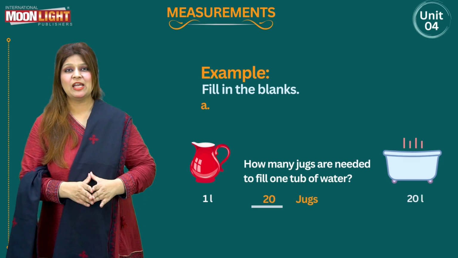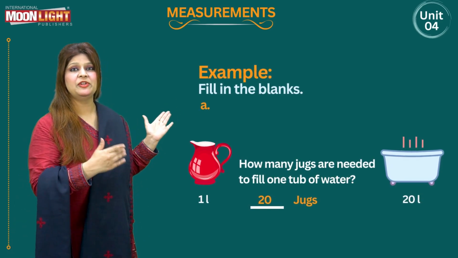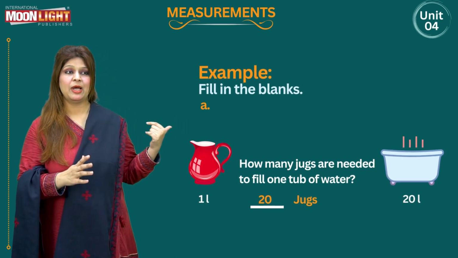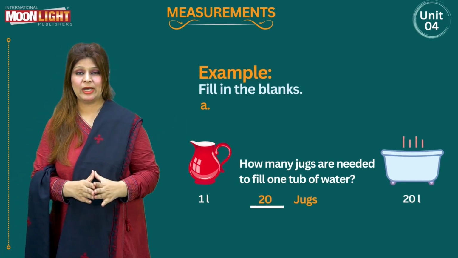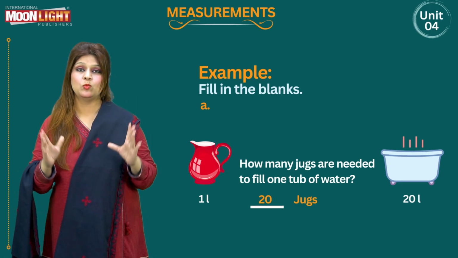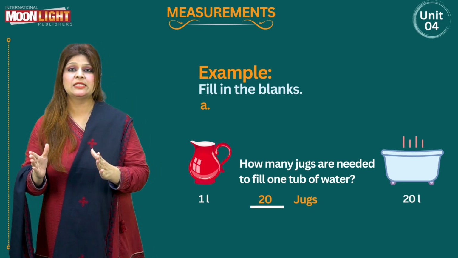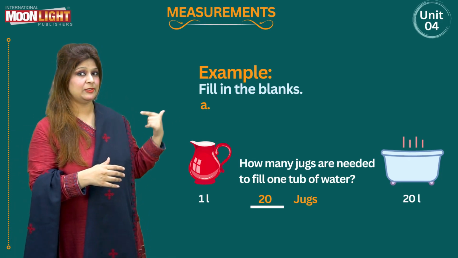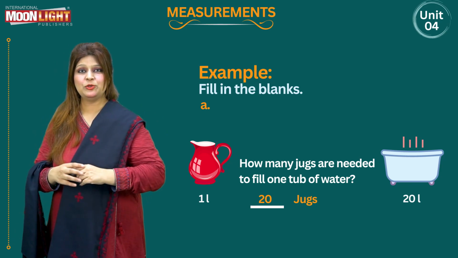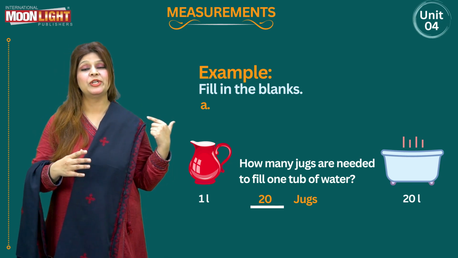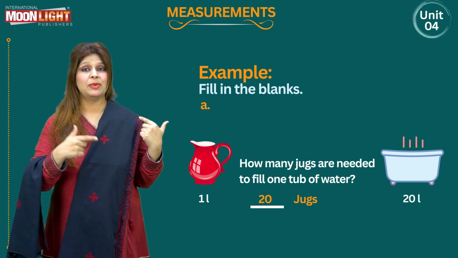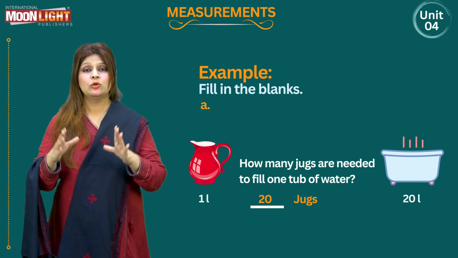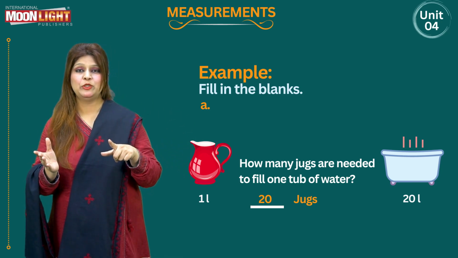Here I am going to solve one example for you, and the example is fill in the blanks. You can check the first part over here. In the first part, you can see a jug. This jug has 1 liter capacity. How many jugs are needed to fill 1 tub of water? I told you in my previous slide that this one is 20 liter. So this bathtub has how much capacity? 20 liter capacity. So, 1 multiplied by 20.